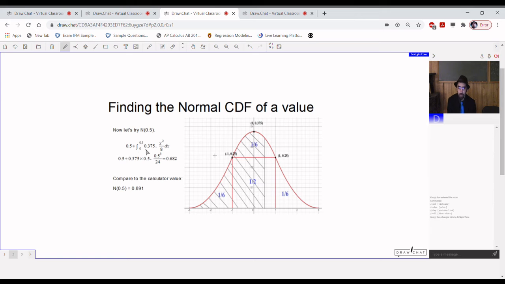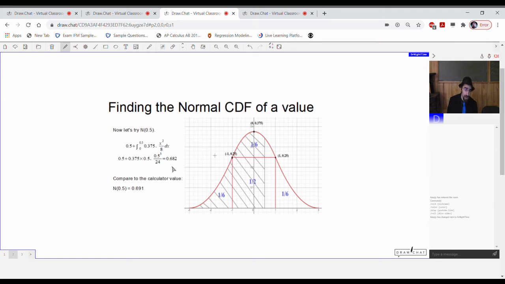So we take 0.5 plus the integral from 0 to 0.5 of 0.375 minus x squared over 8 with respect to x. Calculus happens. Do 0.375 times a half minus 0.5 cubed over 24. Crunch that together, we get 0.682.